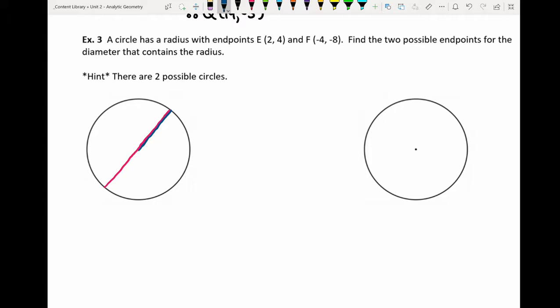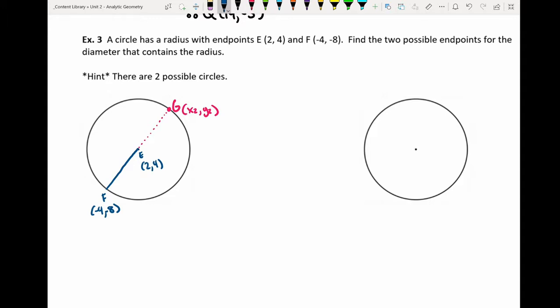So that means one possibility could be that, say we have F here and E is at the center. Let me just redraw this. So F and E are there. So F would be (-4, -8), and E would be (2, 4). And the other endpoint of our diameter would be over here, which we could just call G, and it would have x2, y2, because it's an endpoint.